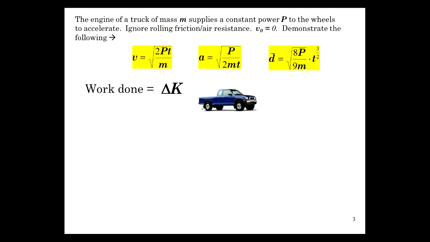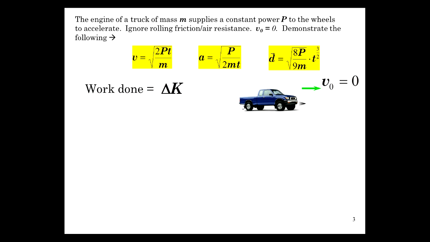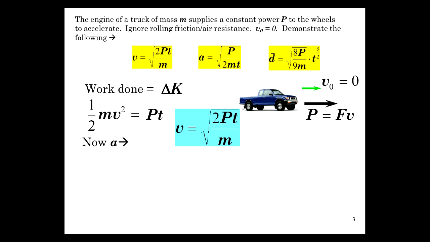And so here's our truck, v0 equals 0. Power is force times velocity. And the work done is just power times time. So work done is 1/2 mv squared, the delta K. Delta K is 1/2 mv squared. And that's the work done, which is power times time. So solve for v. And directly, there it is, v equals the square root of 2Pt over m.